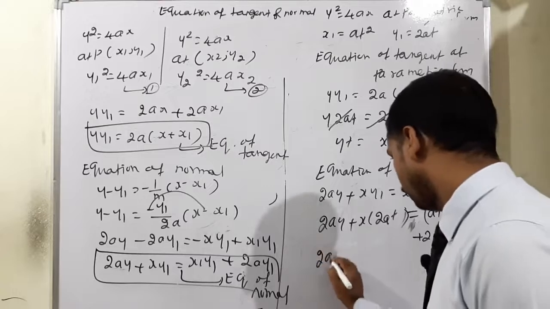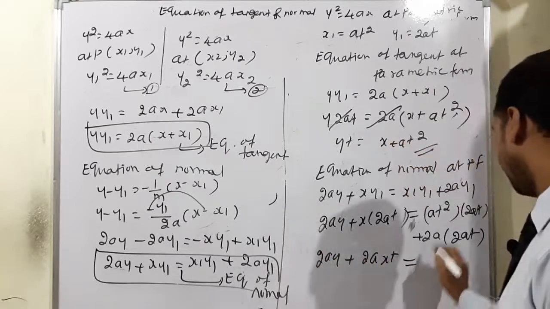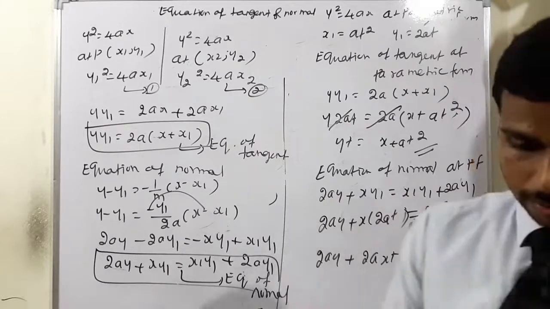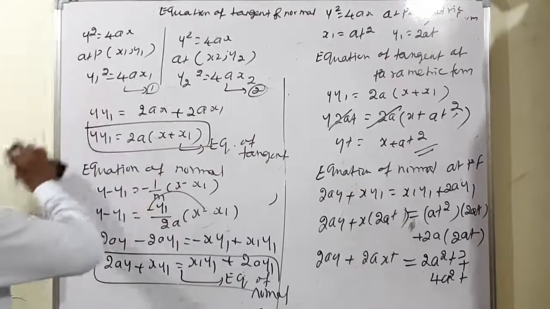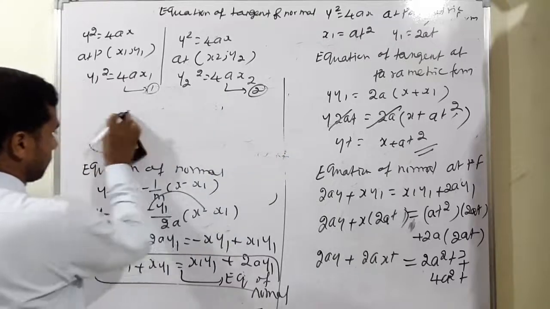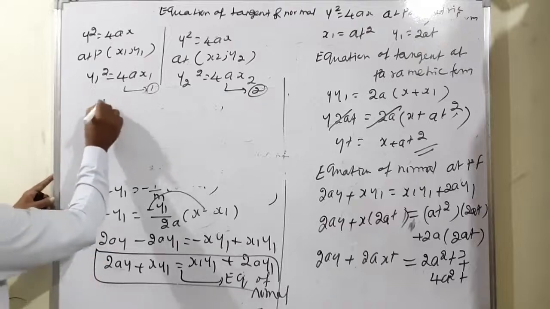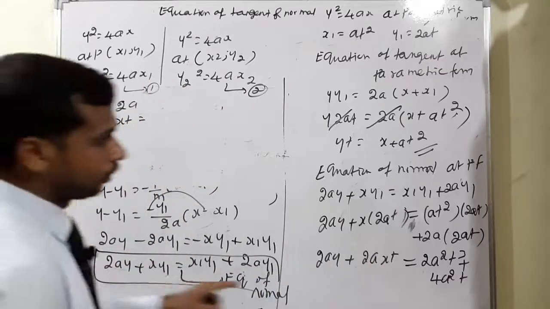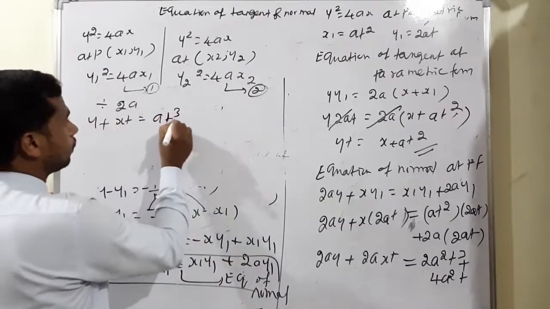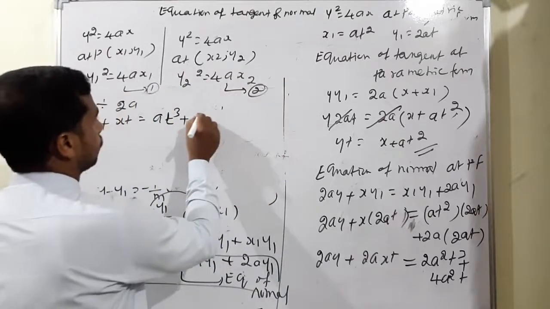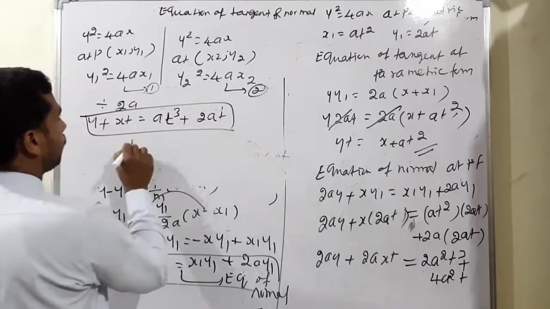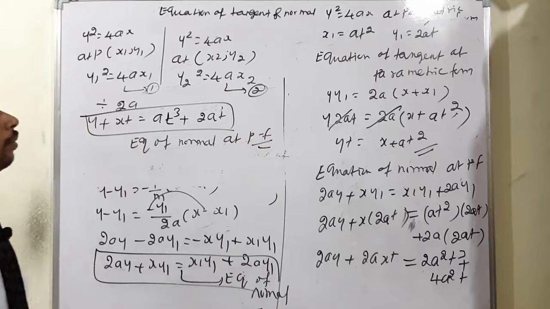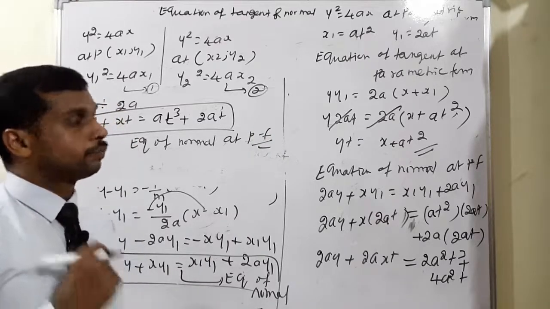Therefore, 2ay plus 2axt is equal to a into a, meaning 2a square t cube, plus the last term 4a square t. Each and every term divided by 2a, what will happen? We can write it as y plus xt is equal to at cube plus the last term 2at will come, isn't it? 2at. This is the equation of normal in parametric form. Okay, so now I am moving to the next condition, again the same parametric form, parabola.